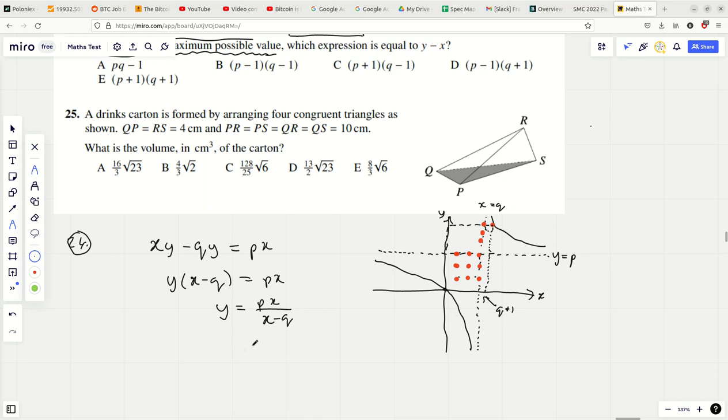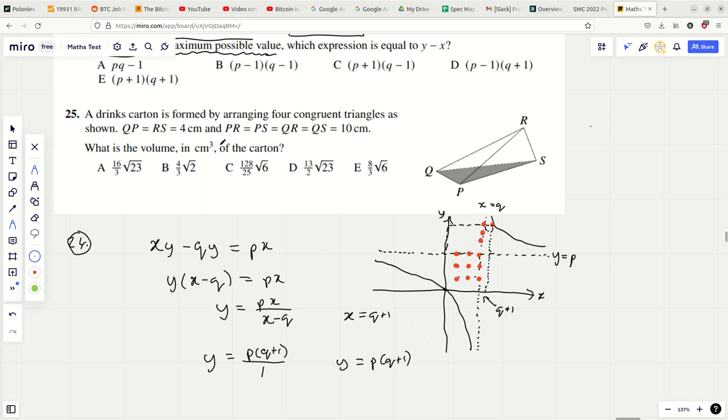Basically, we've cracked the problem now from a crafty diagram, and we can do it, because if x is q plus 1, what is y going to be? Well, you could go back to the start really to work this out, but p times q plus 1 over, you're going to get q plus 1 minus 1 on the bottom, minus q on the bottom, which leaves 1. And so y is p times q plus 1.